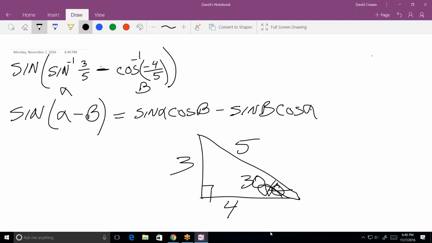But that means, well, let's just answer these four questions right here. What's the sine of alpha? 3/5. What's the cosine of beta? 4/5? Or negative 4/5? It's negative 4/5.